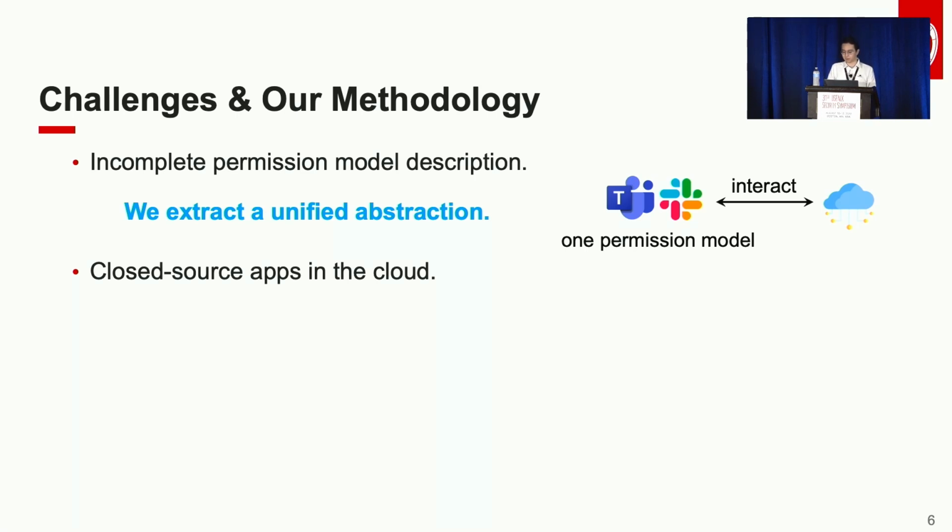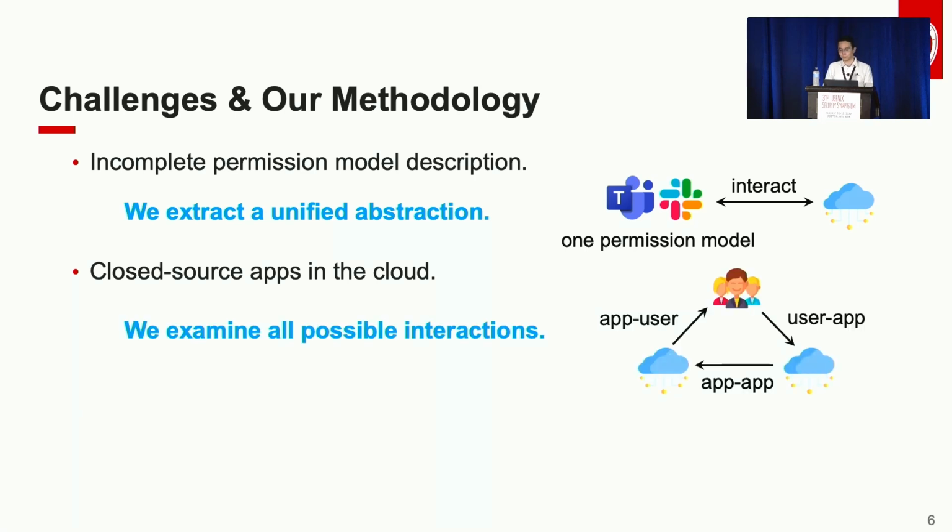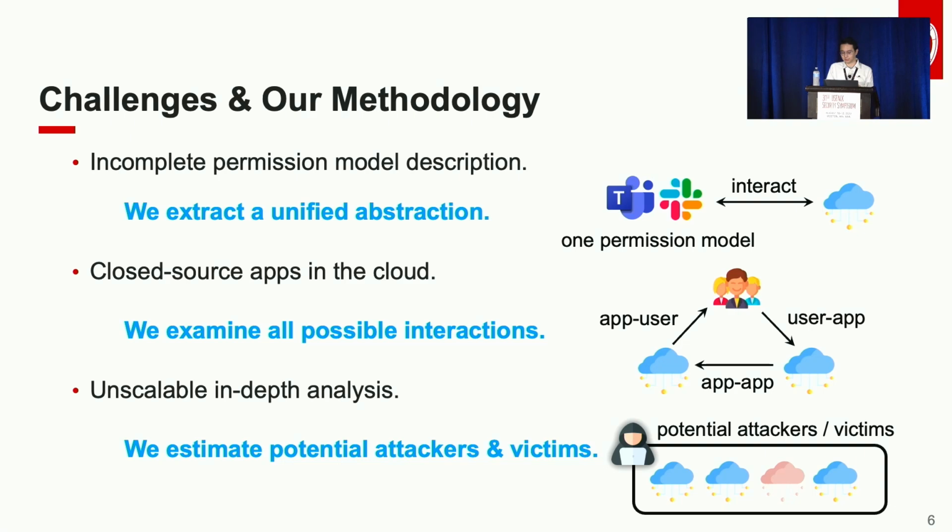To overcome this problem, for each black box app, we examine all its possible interactions and find those interactions that raise security concerns and implement our own apps to verify their vulnerability. And finally, because we cannot manually examine thousands of apps that are published, we have to estimate the number of potential attackers and victims based on their permissions. Now, following these three methodologies, we can finally conduct a systematic analysis of this app model in BCPs.